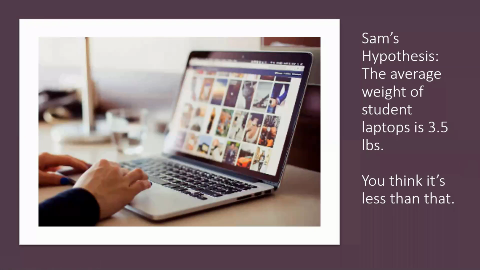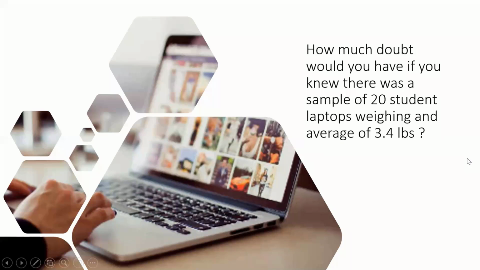So here is Sam's hypothesis. Sam's hypothesis is the average weight of student laptops is 3.5 pounds. And you think it's less. So how are you going to go from here? Well, how much doubt would you have in Sam's hypothesis if you knew there was a sample of 20 student laptops weighing an average of 3.4 pounds?